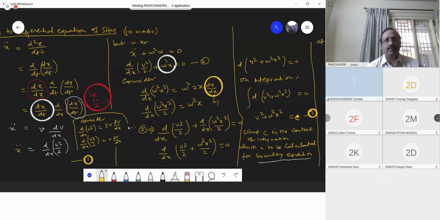Now, this part, v into dv by dx is the one what you have here. I am replacing this with this equation, d of v square by 2. Hope you understood now. Any other part? Any other doubt? You can ask me.